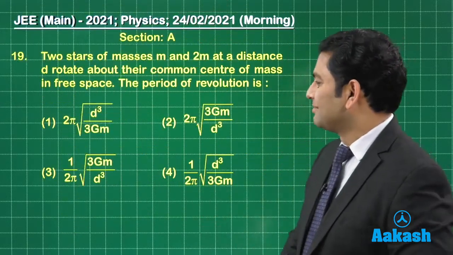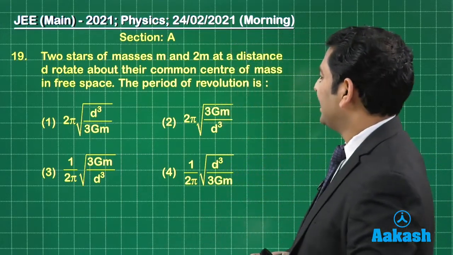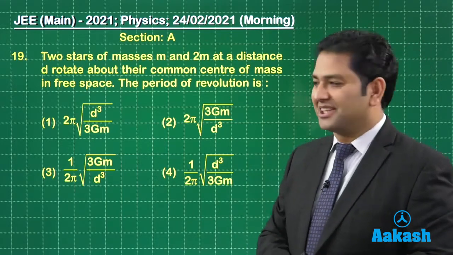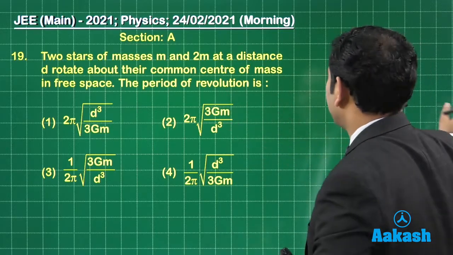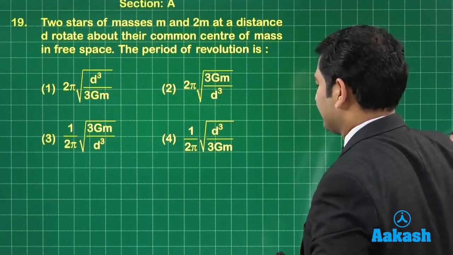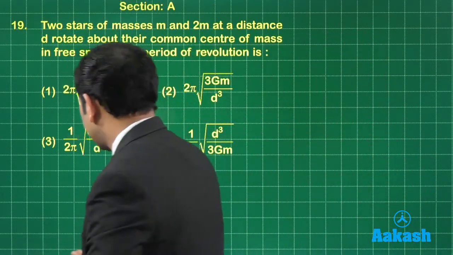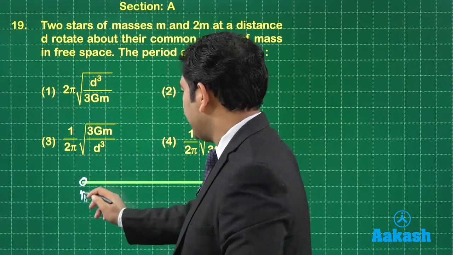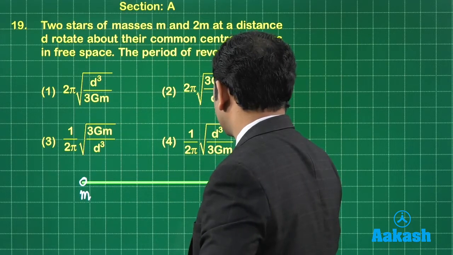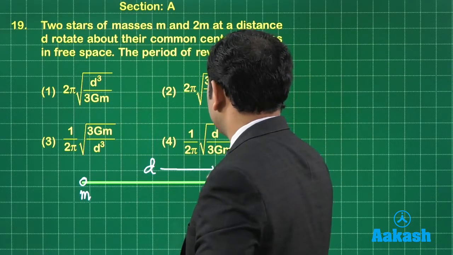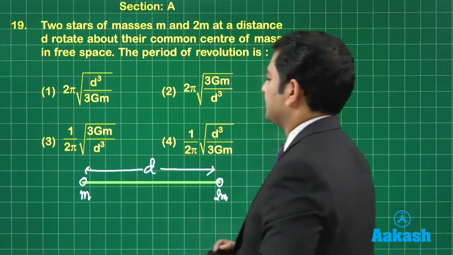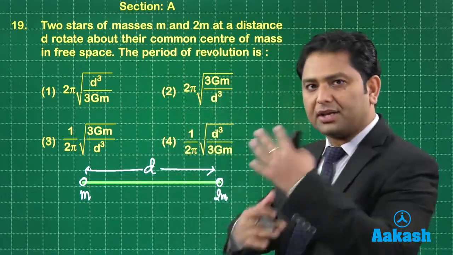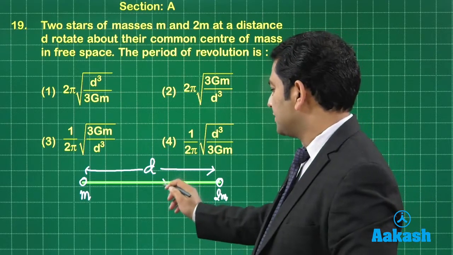Now what does that say? Question number 19: two stars of masses m and 2m. This is the third time we are getting a question from gravitation. At a distance d, they rotate about their common center of mass. All right, so this is the question of what do you call? We call it the binary star, isn't it? So here is one mass m and here is another mass 2m, the separation between them is d, right? That's how it comes. And these two particles rotate about their common center of mass. So the center of mass would be somewhere here.